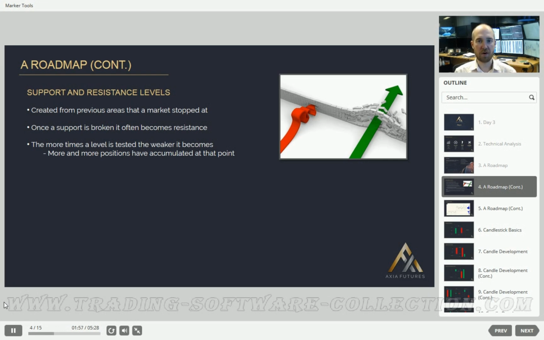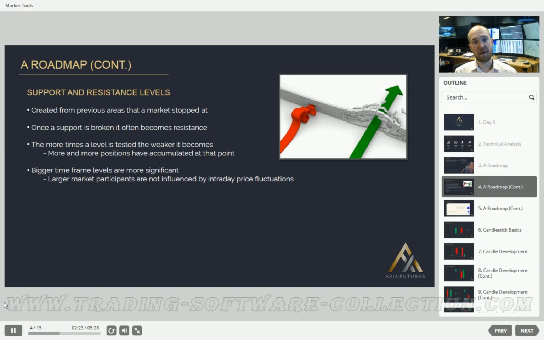So the more times it tests an area, the more accumulation of positions on that level or around about that level. When it breaks, or it becomes more and more likely to break, and as it does break, then you've got all of those positions that need to get out, and that's what creates the break. As those positions start to go offside, they then turn around and push the market away from the level.